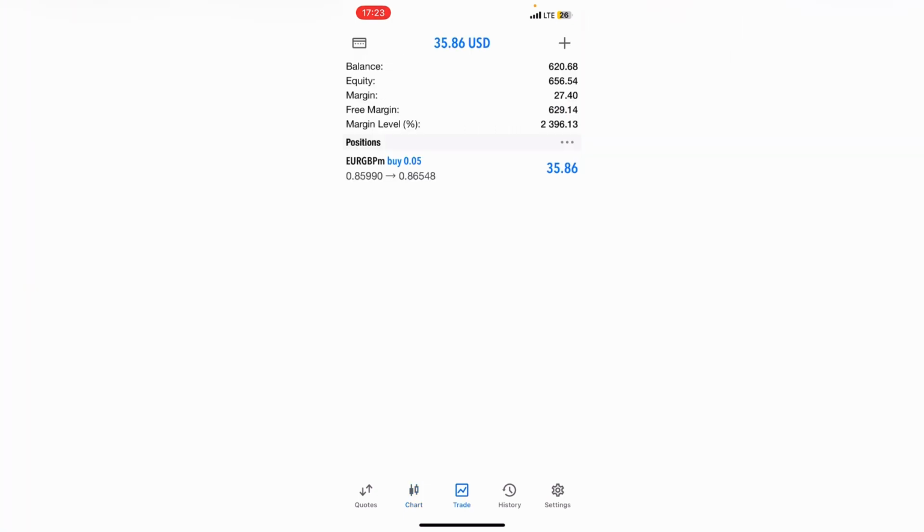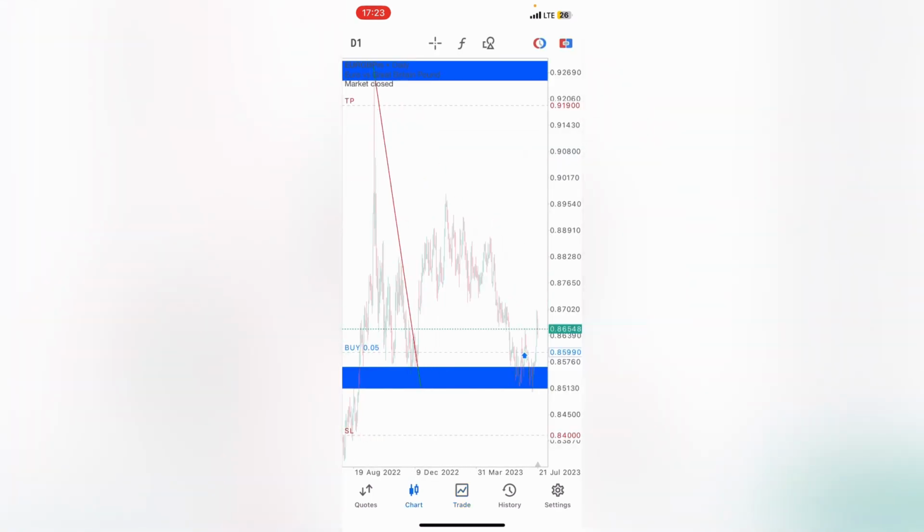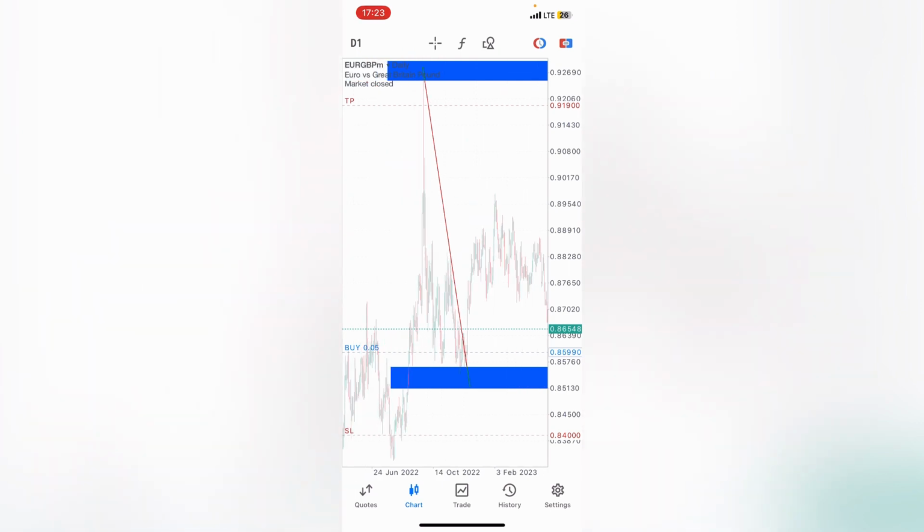As you can see, it is in profit now. I took the trade on Thursday, I think. So you should be in profit by now if you watched my previous video on how to execute and spot trades using double bottom formation.